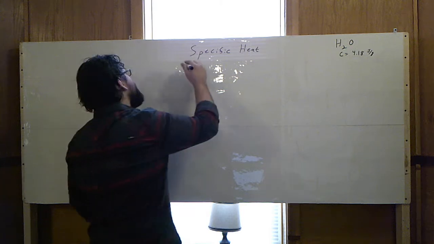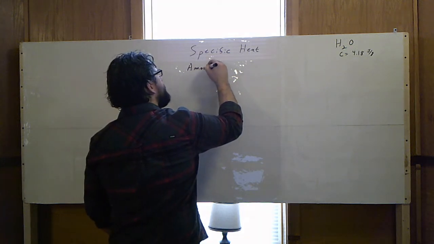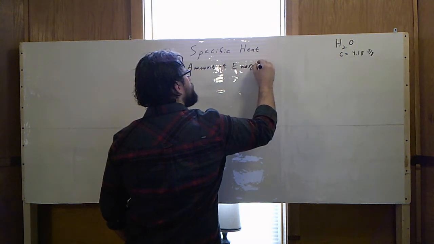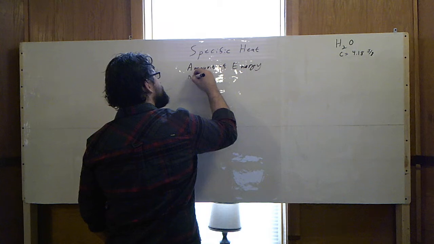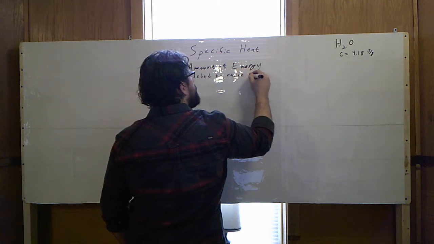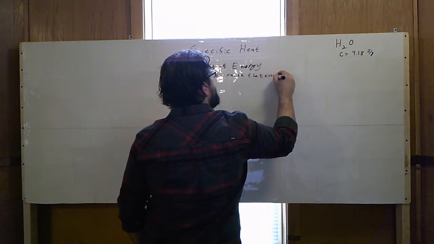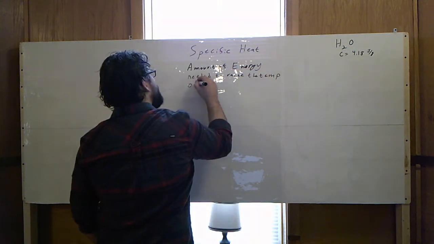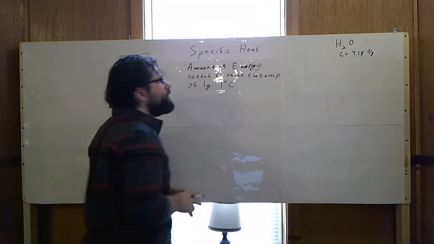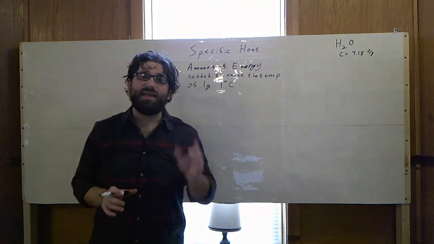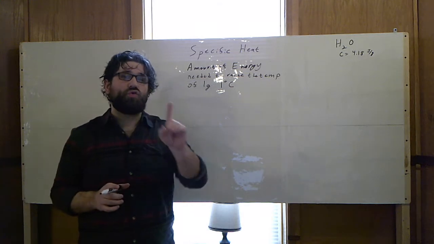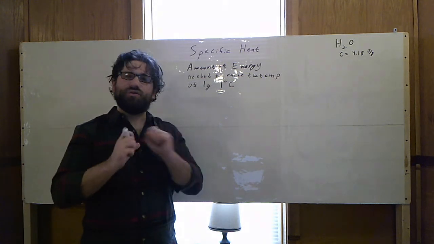So specific heat is defined as the amount of energy, you should write this down, needed to raise the temperature of 1 gram, 1 degree Celsius. So whatever the number is for the specific heat, that's how much energy is required to raise the temperature of 1 gram of that substance 1 degree Celsius.